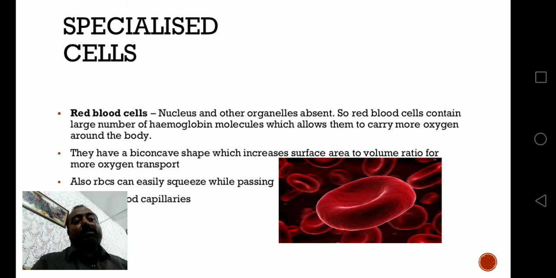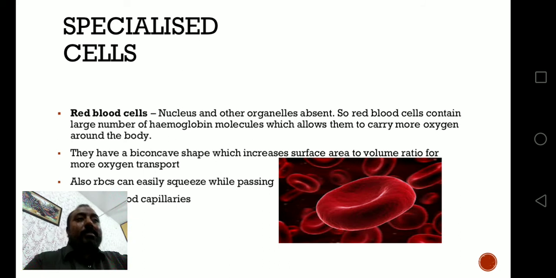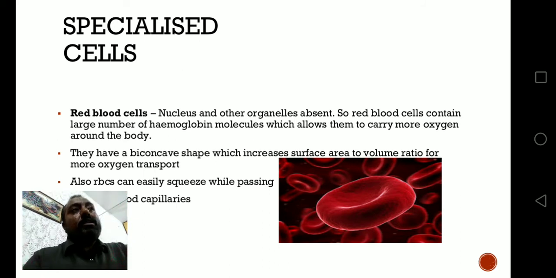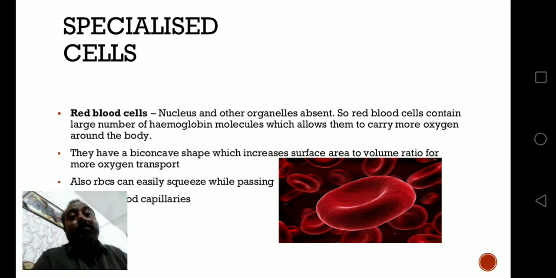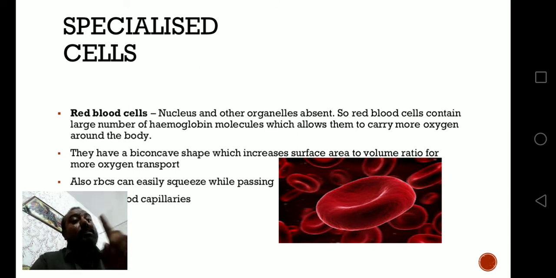So due to biconcave shape, with the same surface area, the RBC is occupying lesser volume. So now in the same unit volume, more RBCs can be packed. This is why each millimeter cube of blood, I am not talking about the whole 7 liters, just 1 millimeter cube of blood, contains 5 million RBCs. This is just because of biconcave shape, because with the same surface area it occupies minimum volume.